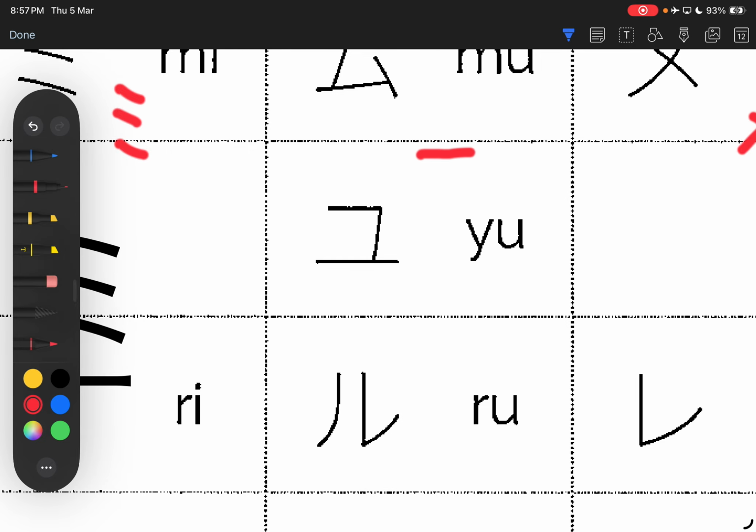Alright, yu is 1 and then 2. This one, be very careful with the top part. The top part doesn't need to be too long or too wide. If you write it that wide, it becomes like mine, very ugly. Right, 1, 2. Yeah, this is nicer. My second one is nicer.